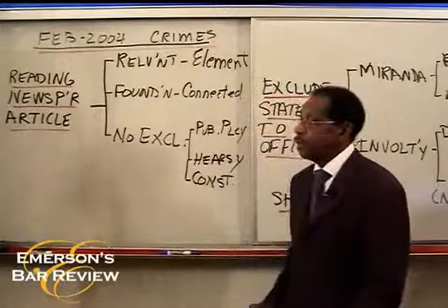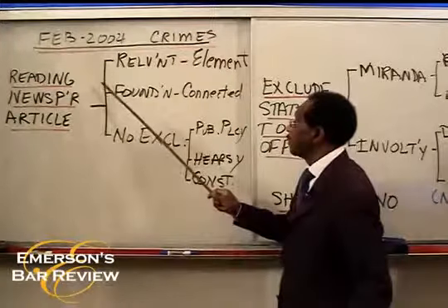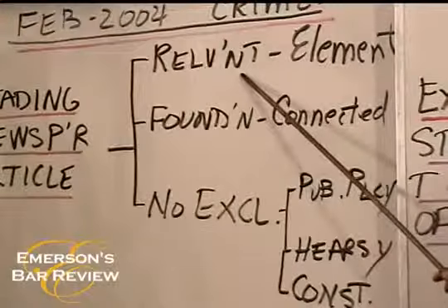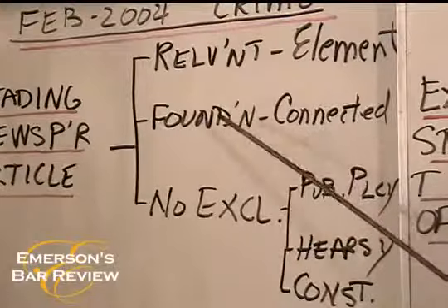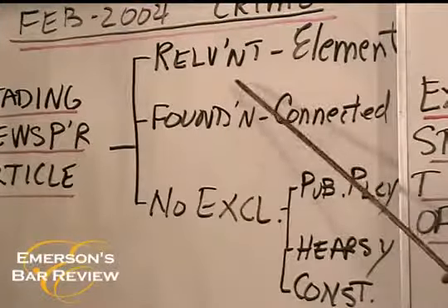So the question is, what is the rule for admitting evidence? And the answer is that evidence is admissible if you meet three requirements. The evidence is relevant, has a proper foundation, and there are no exclusions. This is the rule for admitting evidence.